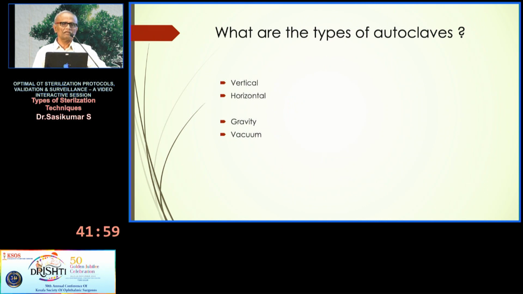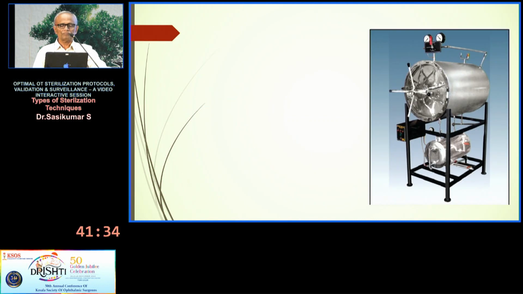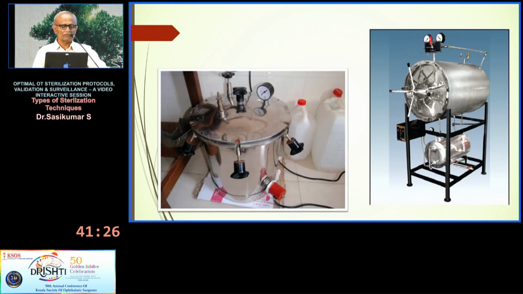What are the types of autoclaves that are available? One is the vertical and the horizontal, and also the gravity and the vacuum type. In a vertical autoclave, the steam is never dry, because there is only a common chamber for steam generation and for the kill time. This has no role in sterilization of surgical instruments, and is at best good to disinfect contaminated items. In a horizontal autoclave, there is a separate chamber to produce saturated steam, and that is the best. The vertical autoclave just has some gauges and cannot be used for sterilizing our surgical instruments.